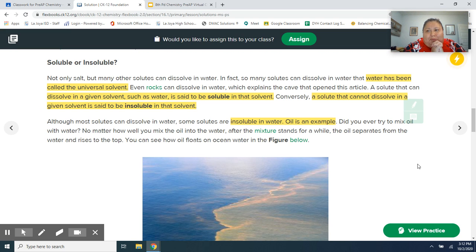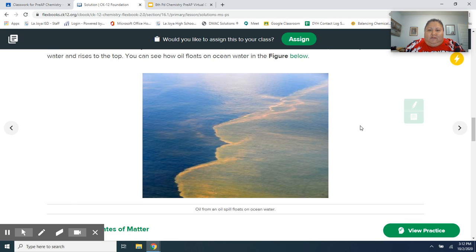Oil is insoluble. It will begin to separate as soon as Adrian puts that cup down or that bottle down. You will see the oil rise to the top. You will see the water go to the bottom because of that difference in density and the fact that oil is just insoluble in water. Okay. And here you have an example of an oil spill in the ocean.